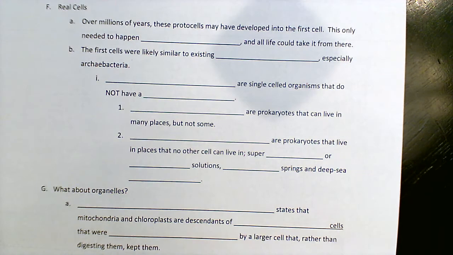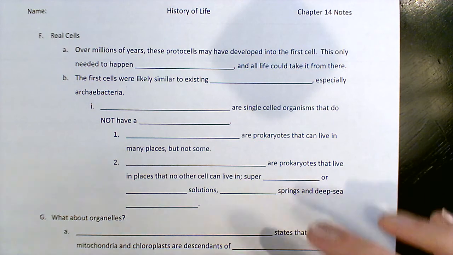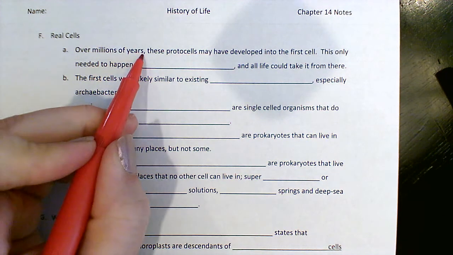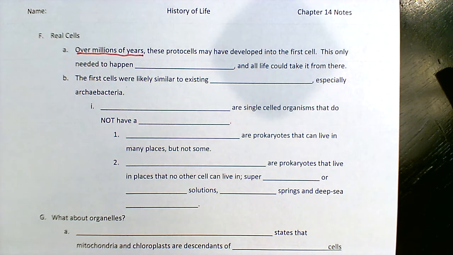All right, now to the page that I was trying to skip to before. So now, real cells. Okay, so how do we get from a protocell, which is just kind of a sphere of molecules, to an actual cell? Okay, so it's this key idea. Over millions of years, we have lots and lots of time.